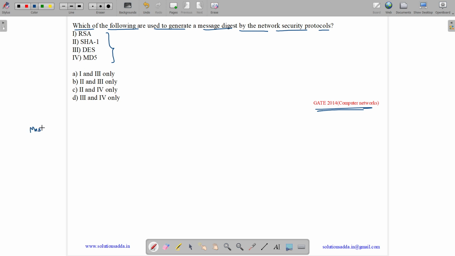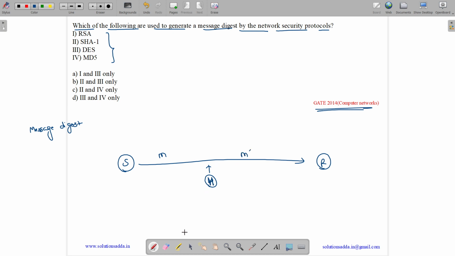So what is a message digest? Let us suppose this is the sender and this is the receiver. Now we are sending a message M from sender to receiver. Now it is possible that this message may get changed in between by our hacker H, and it will convert it to M dash. Now to prevent this, what we will do is that we will use a message digest, or you can say D.